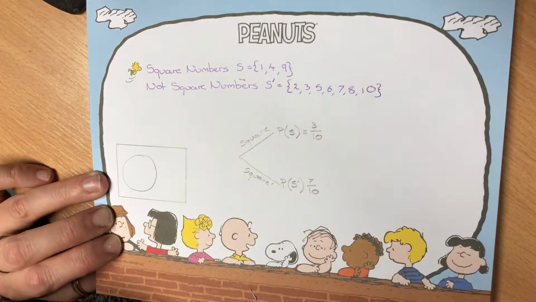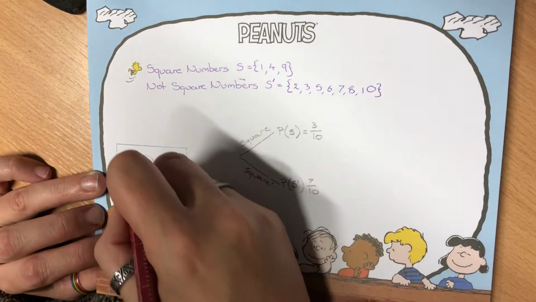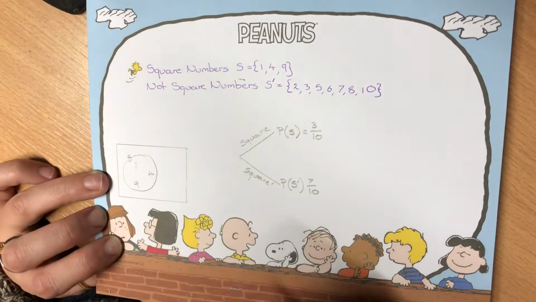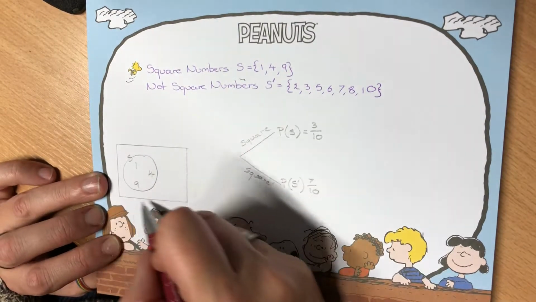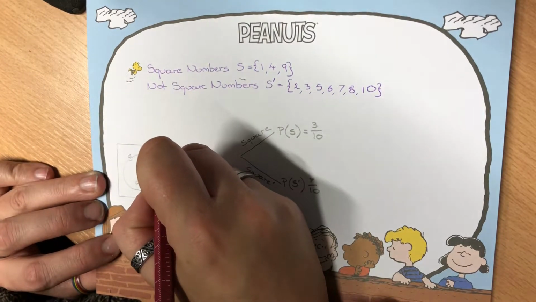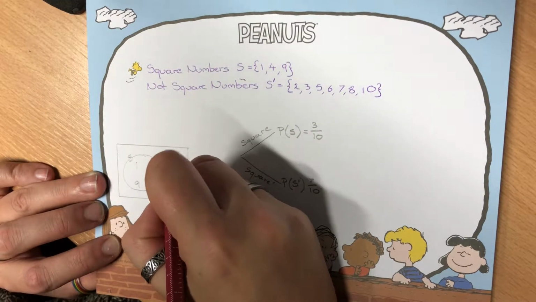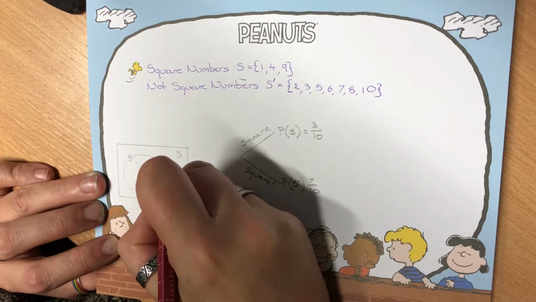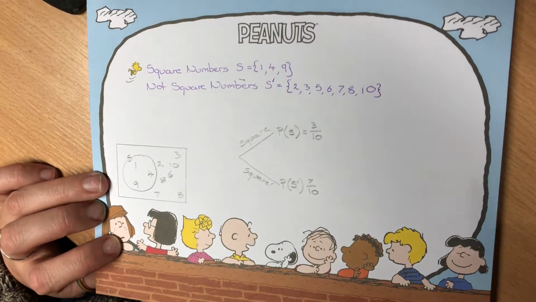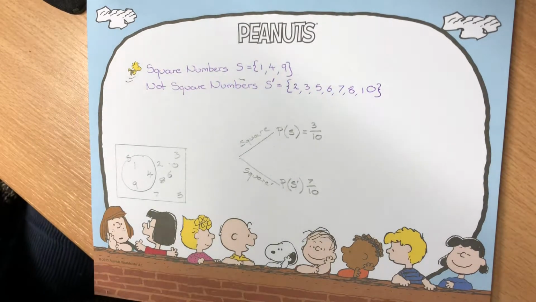And the probability that a number is not square is going to be 7 out of 10. On a Venn diagram, we've got our little set S. So inside S, we've got 1, 4, and 9. And in the bit that is not S, we've got everything else. So we've got 2, 3, 4's already there, 5, 6, 7, 8, 9's already there, 10. So we've dealt with our first bit.